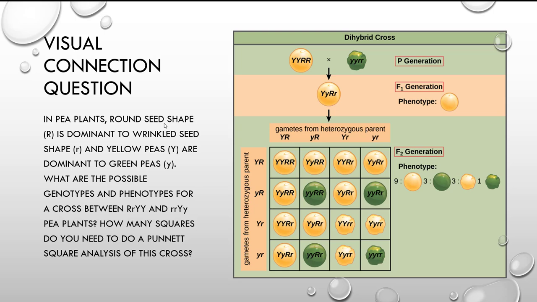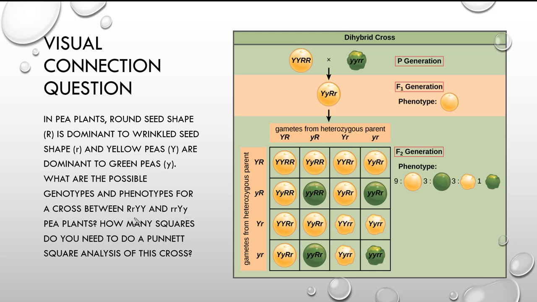So in pea plants, going back to Mendel, we have a round seed shape, big R, dominant to wrinkled seed shape, little r. And yellow peas, big Y, are dominant to green peas, little y. So what are the possible genotypes and phenotypes for a cross between big R, little r, big Y, big Y, and little r, little r, big Y, little y? Okay, so we need to set up a Punnett square.